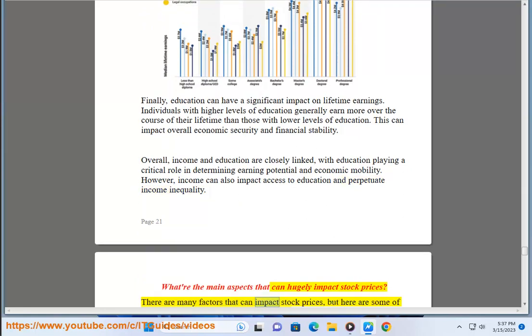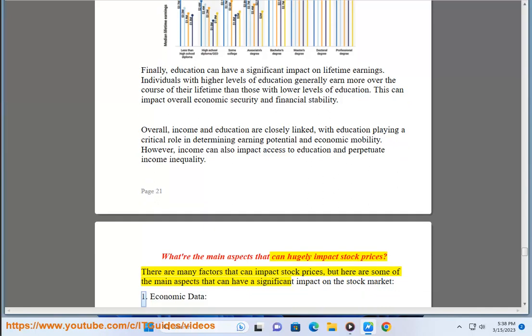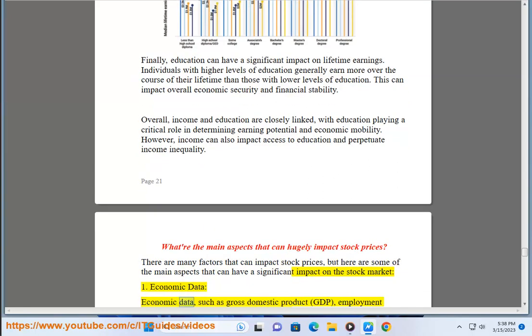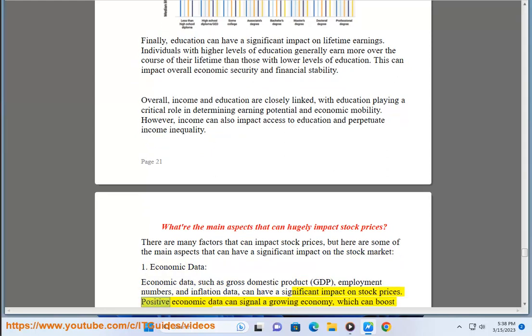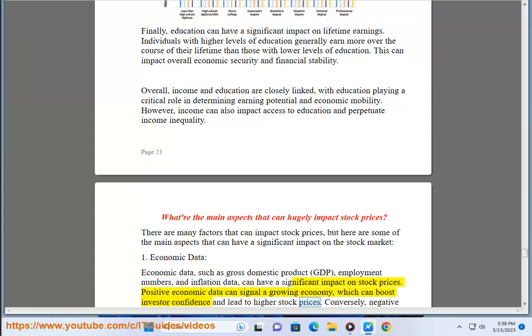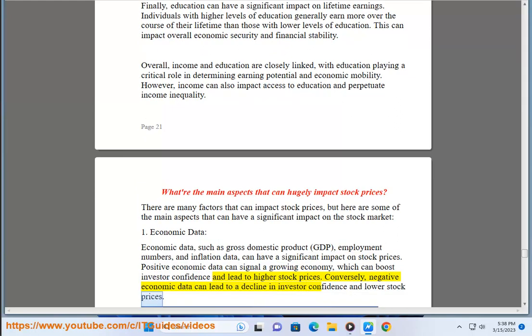There are many factors that can impact stock prices, but here are some of the main aspects that can have a significant impact on the stock market. 1. Economic data. Economic data, such as gross domestic product, GDP, employment numbers, and inflation data, can have a significant impact on stock prices. Positive economic data can signal a growing economy, which can boost investor confidence and lead to higher stock prices. Conversely, negative economic data can lead to a decline in investor confidence and lower stock prices.